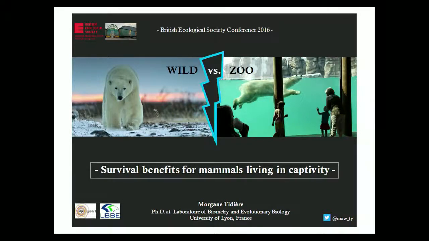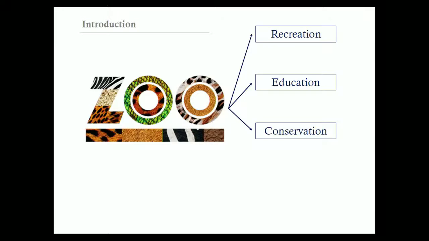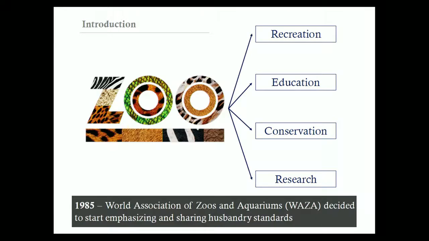So good afternoon. I will present to you a recent result concerning the survival benefits for mammals living in captivity. Since the last century, zoos aim to achieve goals other than only recreation, and they try to have a role in education and wildlife, but they also invest highly in conservation and research programs. And 30 years ago, the World Association of Zoos and Aquariums decided to start emphasizing and sharing husbandry standards in order to improve captive conditions, but also animal welfare.